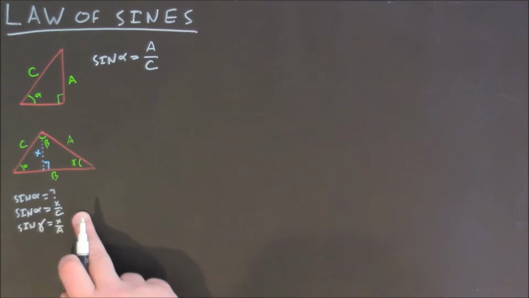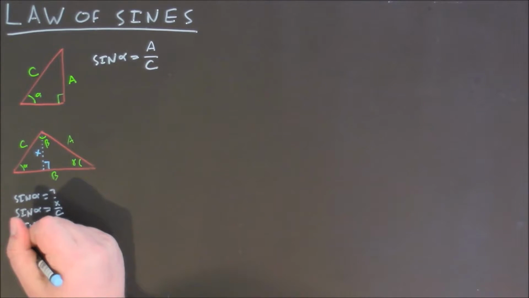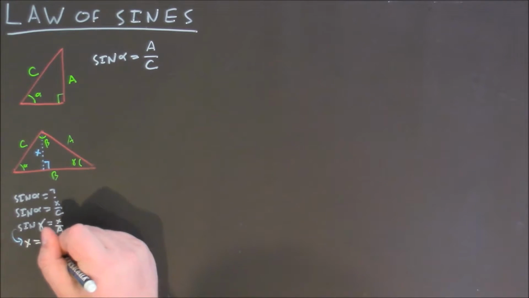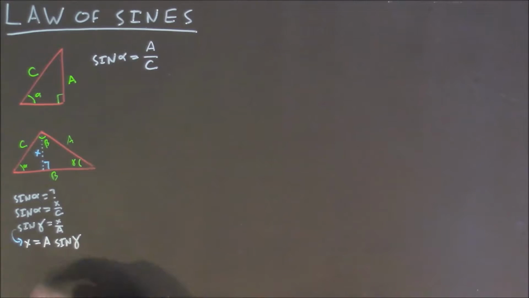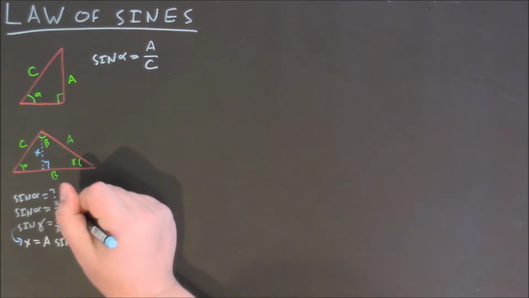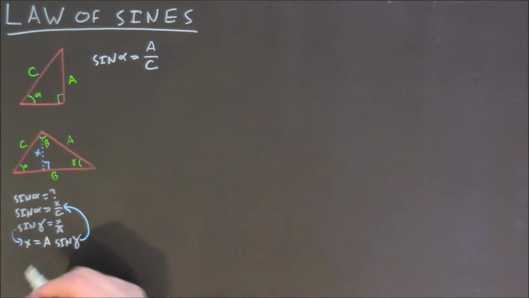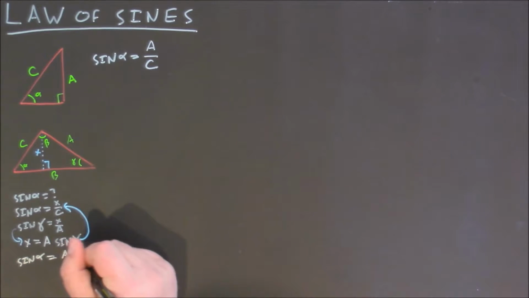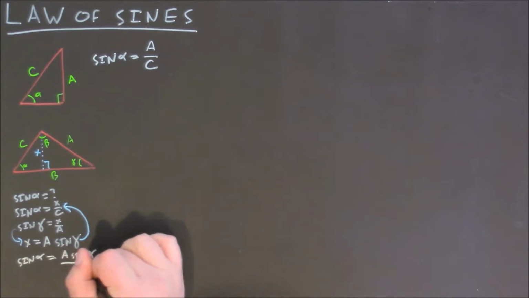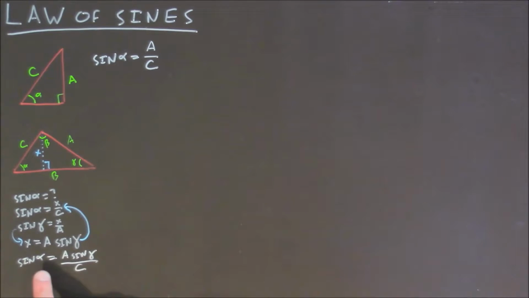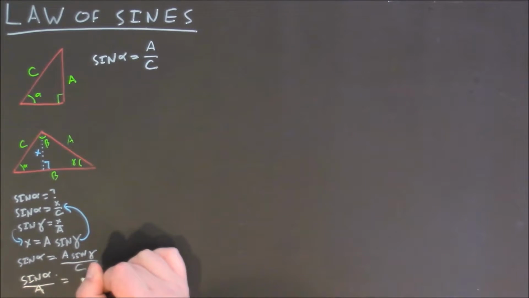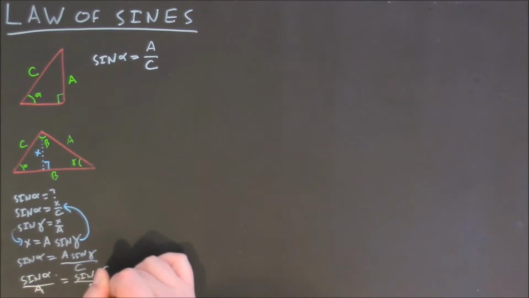Now we have to try to get rid of these x's. So what are we going to do? Well, let's start with this gamma equation. We solve for x, and we get x is equal to A sine gamma. Now we take this equation and plug it into the equation for sine alpha. Now we get that sine alpha is equal to x, which is A sine gamma, all over C. Now we can rearrange this to make it a little easier to read, and we get that sine alpha over A is equal to sine gamma over C.